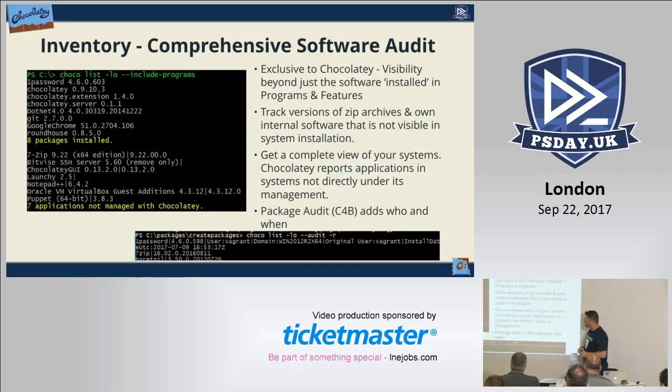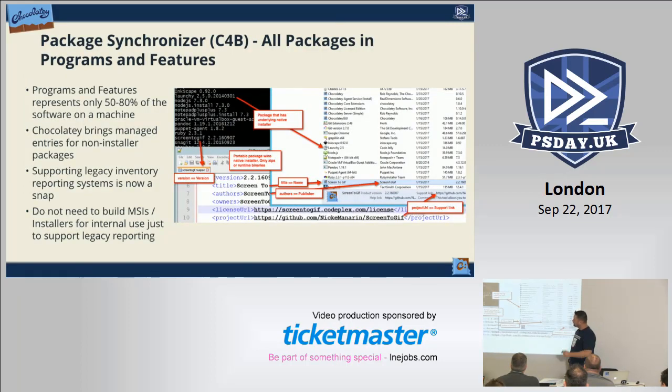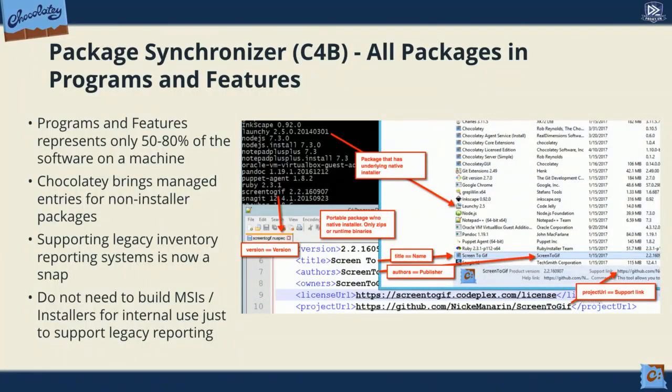Some of the reporting and auditing features, the big thing really is being able to see beyond programs and features, really see all of the stuff that Chocolatey's managing. And another thing we have is package audit. We'll have the slide deck so you could actually look through this and figure that out. Another thing, do you want to make some of those systems like SCCM a bit smarter when they're actually reporting on inventory? We have the ability to show everything that Chocolatey sees in programs and features as well. And so for things that have an underlying native installer like Launchie, right? That'll show up just as it should.